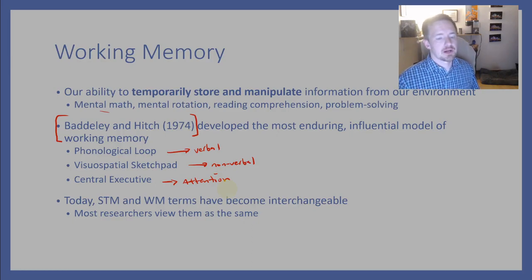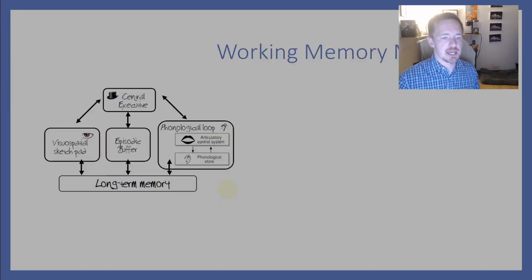Today, short-term memory and working memory are pretty much interchangeable in the way that people use them. For example, when I talked about the 4 ± 1, that Luck and Vogel article, those guys refer to it as visual short-term memory instead of visual working memory. So it's really kind of interchangeable these days.